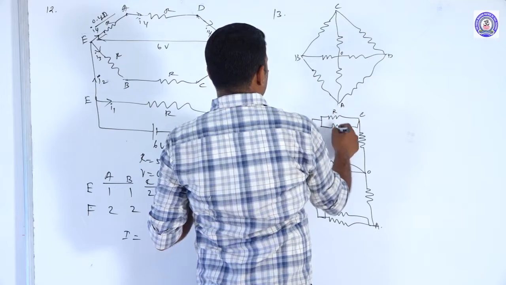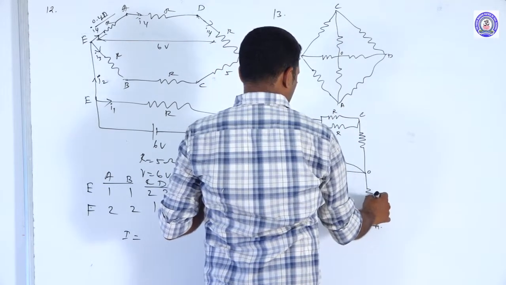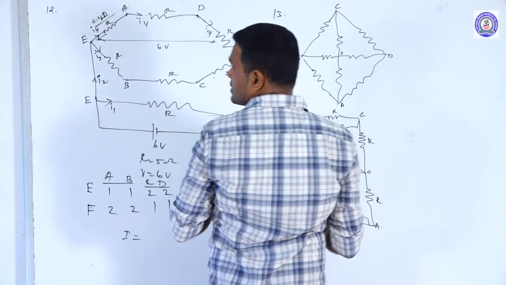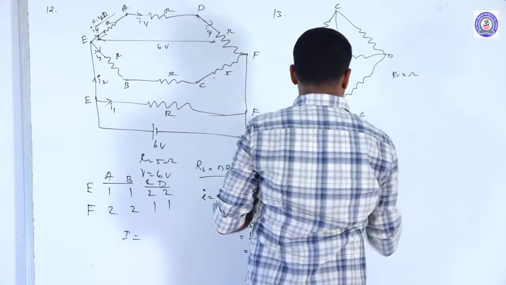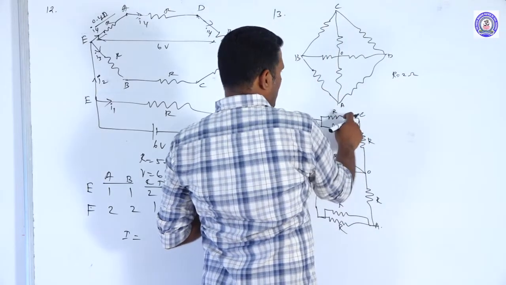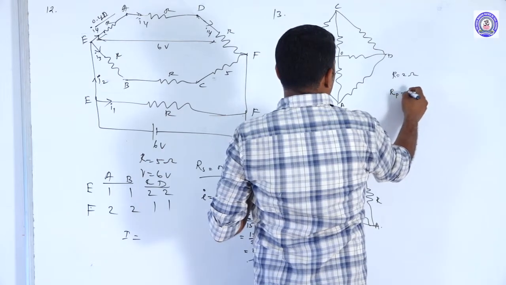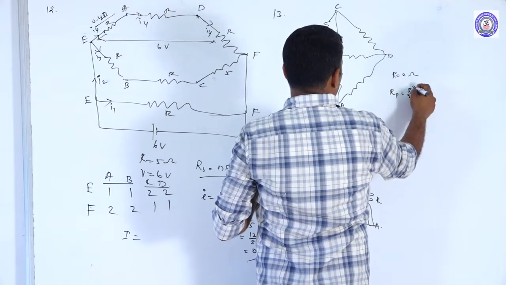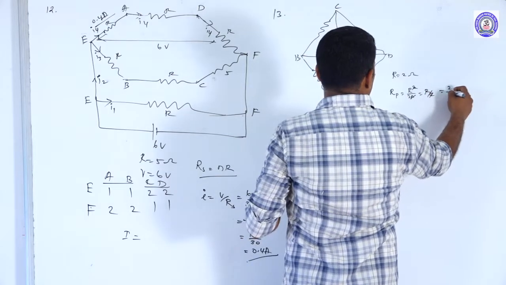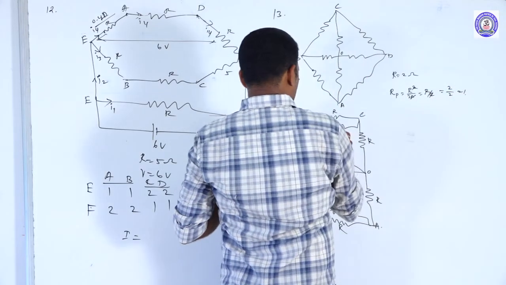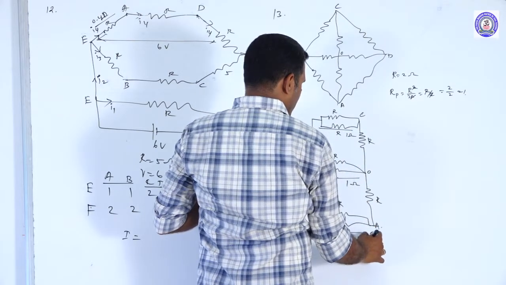Now, all the resistances are R ohm, and the resistance value is given as 2 ohm, so R is equal to 2 ohm. These two are in parallel. The effective resistance Rp equals R squared divided by 2R, so R by 2. As R is 2 ohm, 2 by 2 is 1 ohm. So this value becomes 1 ohm, this becomes 1 ohm, and this becomes 1 ohm.